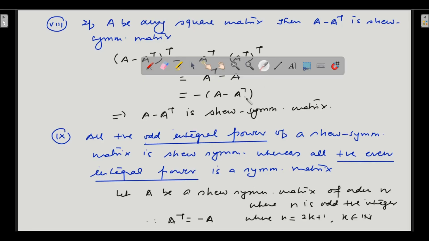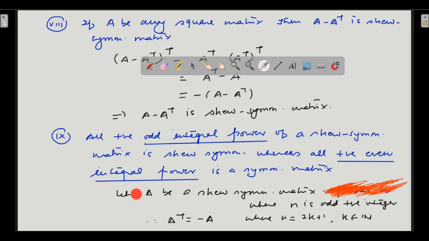Now let us try to prove this particular theorem. Let A be a skew-symmetric matrix. There is one mistake over here. This is not the correct thing. Just remove this while making the notes: "of order n". This is incorrect. Okay, now you can have a look.